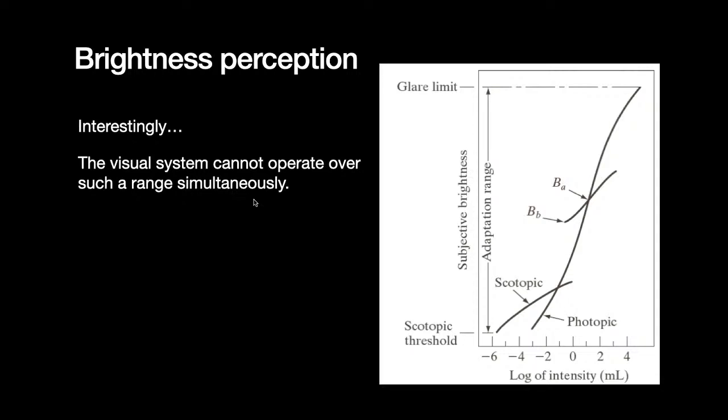But the visual system cannot operate over such a large range simultaneously. Human eyes are not sensitive to the entire range from very low brightness to a very high brightness at once. Think about it. Suppose you are in a bright sunny day and you enter into a dark room or a dark hall, or if you have been to watch a movie.